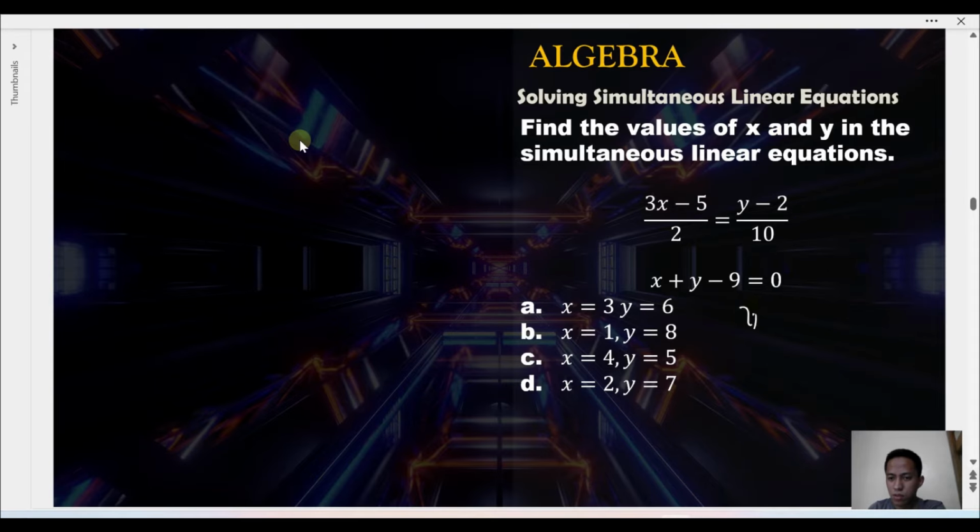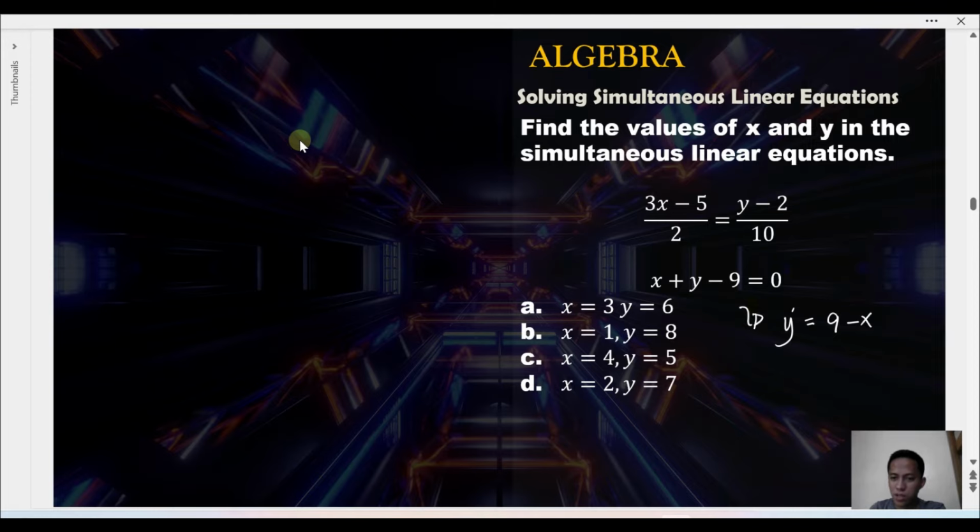Pwede natin yung x in terms of y nito. So x or y na lang. So, y in terms of x. So, y is equal to, okay, so add tayo ng 9 both sides. So, 9. Subtract tayo ng x both sides. So, minus x. So, y is equal to 9 minus x.